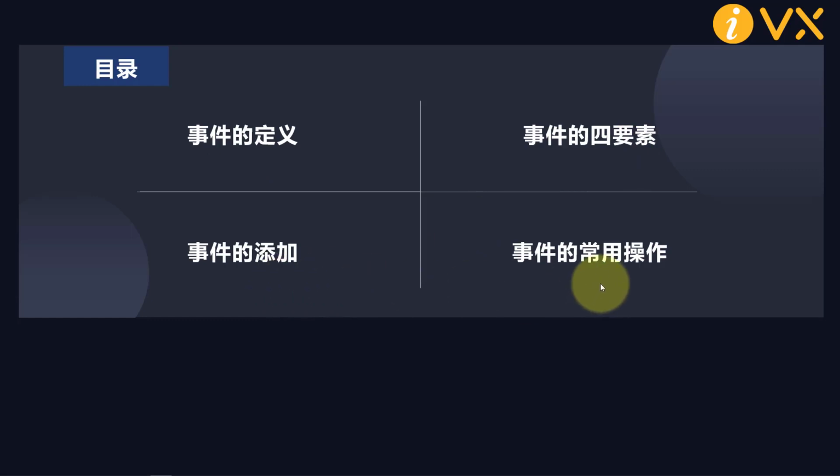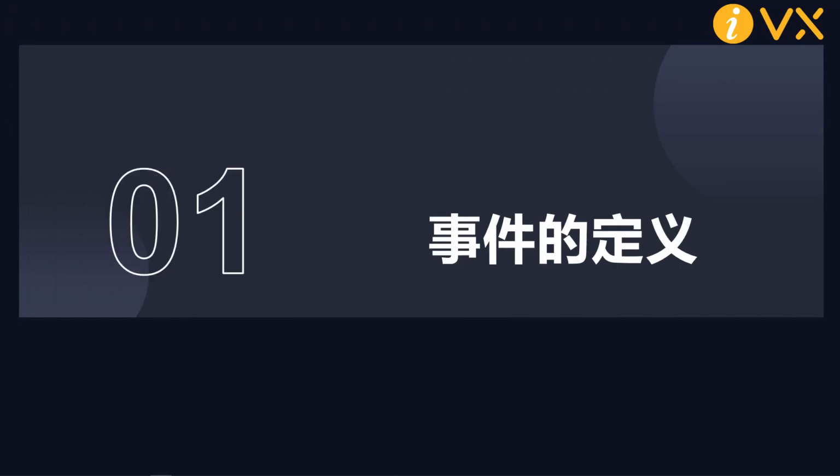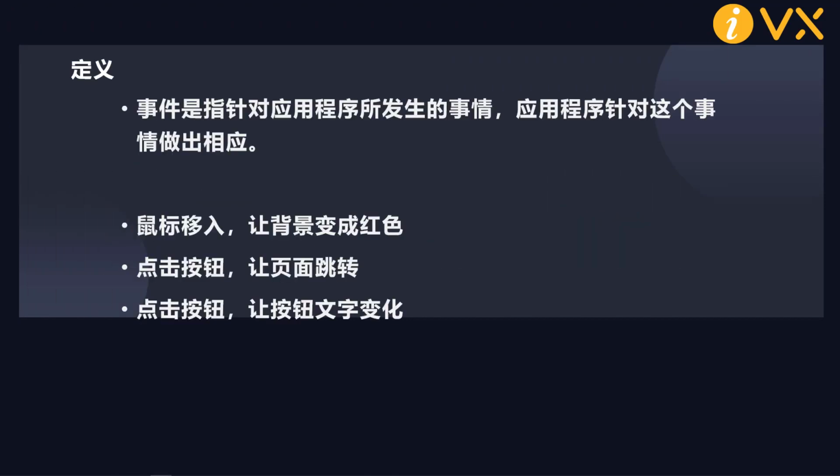First of all, let's take a look at the definition of event. The definition of event is very simple. In a word, event refers to what happens to the application, and the application makes its response to it. Let's take a look at a few examples here. For example, when the mouse moves in, the background turns red. We can see that the mouse moves in is an event that occurs in the application. Then, the response to this event is to make the background turn red.